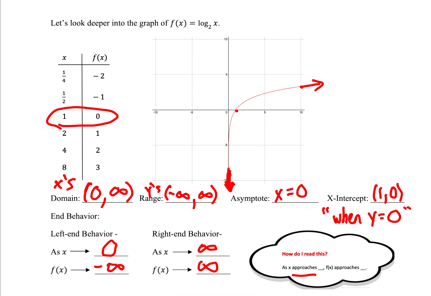So left end behavior, you would read it as x approaches 0, f of x approaches negative infinity, and the right end behavior is as x approaches infinity, f of x approaches infinity. You will also see y written here sometimes too, but usually it's in function notation. So that is a little bit of looking deeper into this graph, but now we're going to look at transformations.